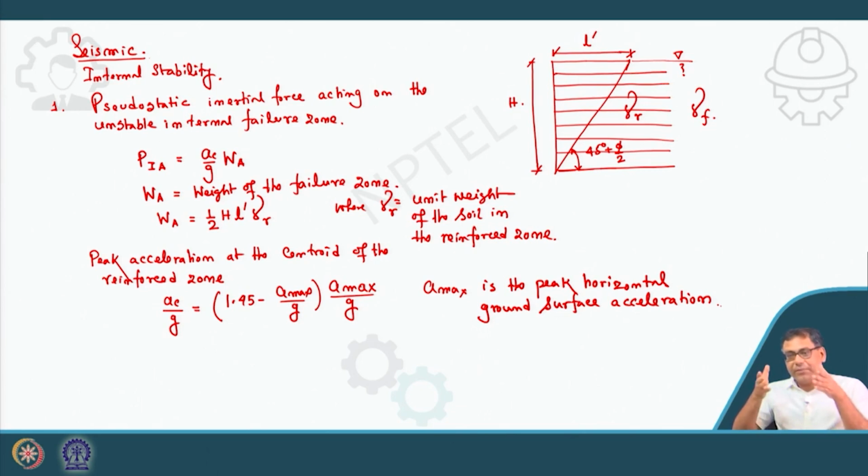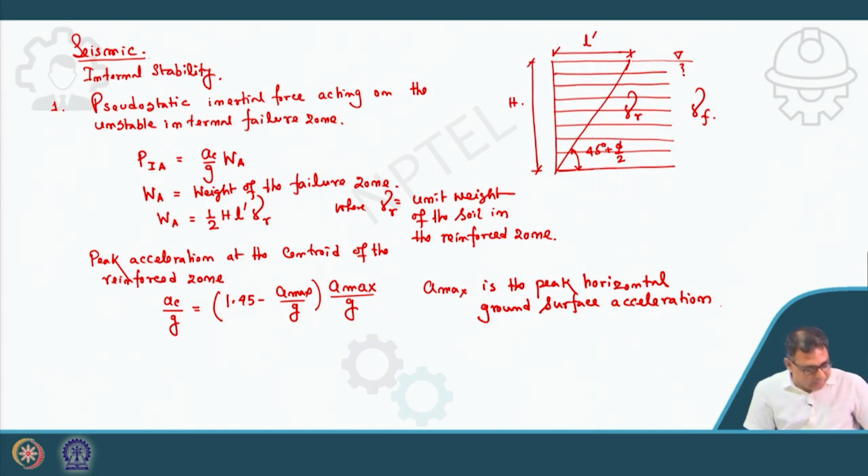So, if you have the PHA for bedrock, then you convert it to ground surface, free surface acceleration or free surface motion, by using the ground response analysis. That A max you have to consider. It is not the bedrock. So, that we have discussed during the liquefaction analysis. Here also, for the retaining wall, this ground response analysis is required to determine the ground surface acceleration. Clear? So, this is A max, you know that this is the value. So, A_C is the peak acceleration at the centroid of the reinforced zone. So, the A_C I can get from this equation, and that I can put it here.